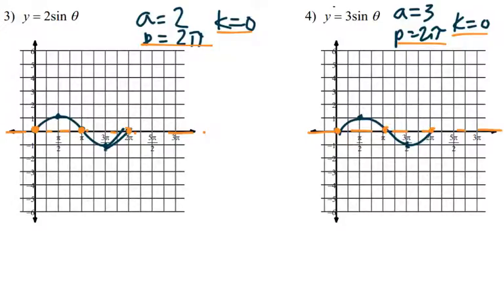Now the amplitude is simply going to affect how high up and how far down. So this one's 2, so it's just bumping up 2, bumping down 2. There's my new graph. This one's 3, bumping up 3, bumping down 3. There's my graph.